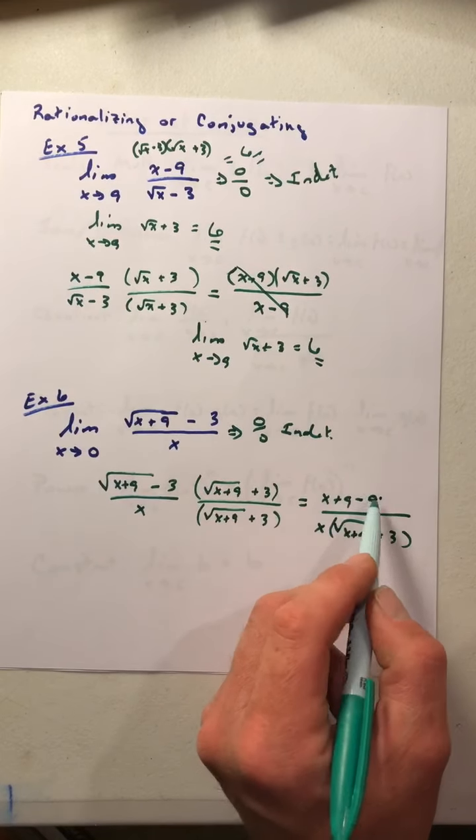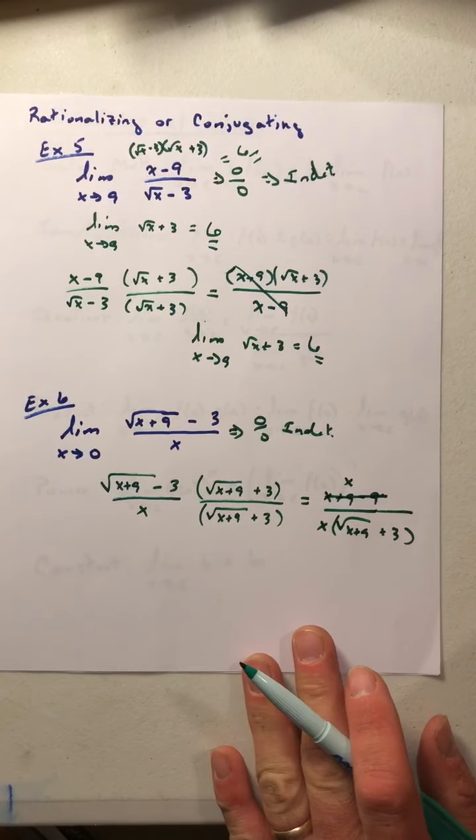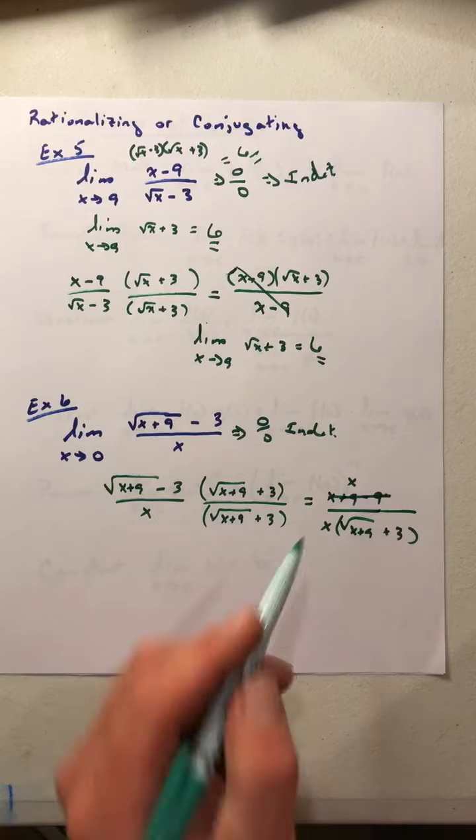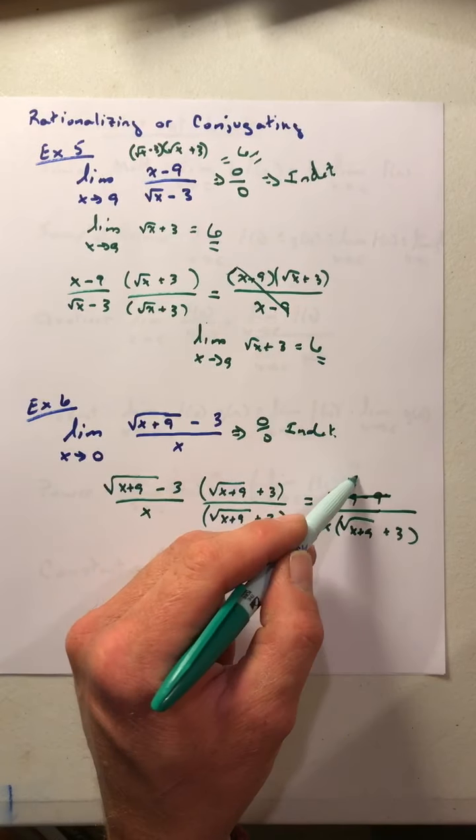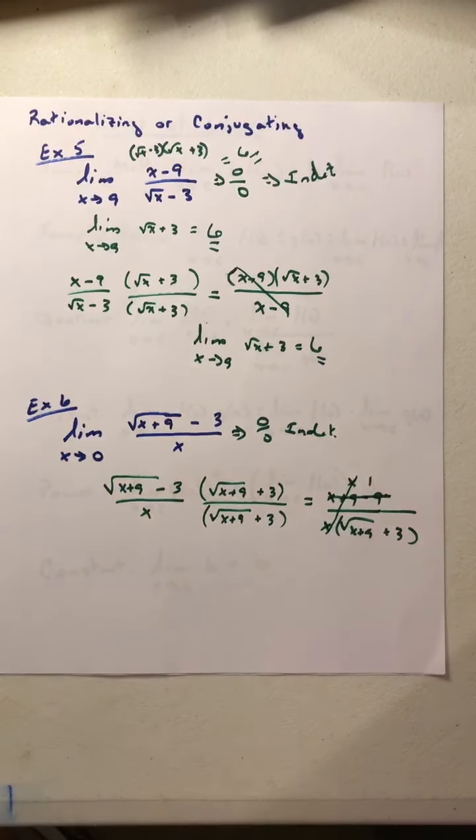My numerator simplifies to just x. 9 minus 9 gives us 0. So now my x's are going to cancel. So I have 1 over the square root of x plus 9 plus 3.